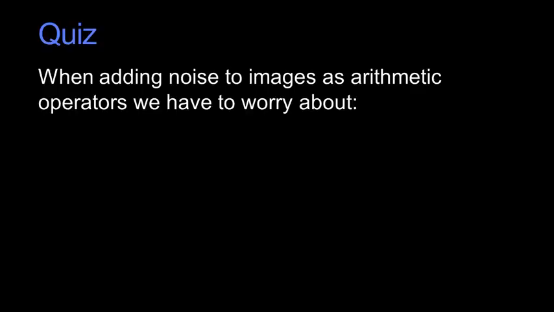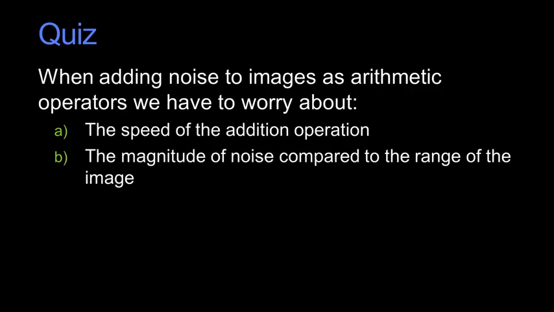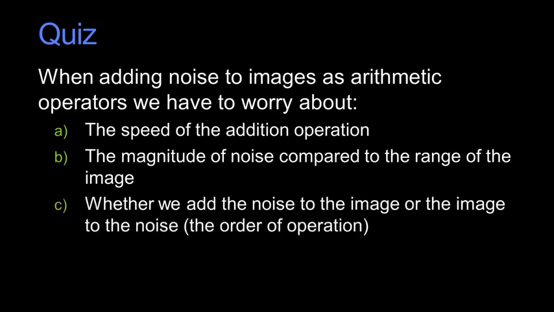So here's a question where we start to talk about noise. When I add noise to images as an arithmetic operation, which of the things do I have to worry about? A, the speed of the addition operation. B, the magnitude of the noise compared to the range of the image. C, whether we add the noise to the image or we add the image to the noise, that is, the order of the operation. Or D, none of the above.